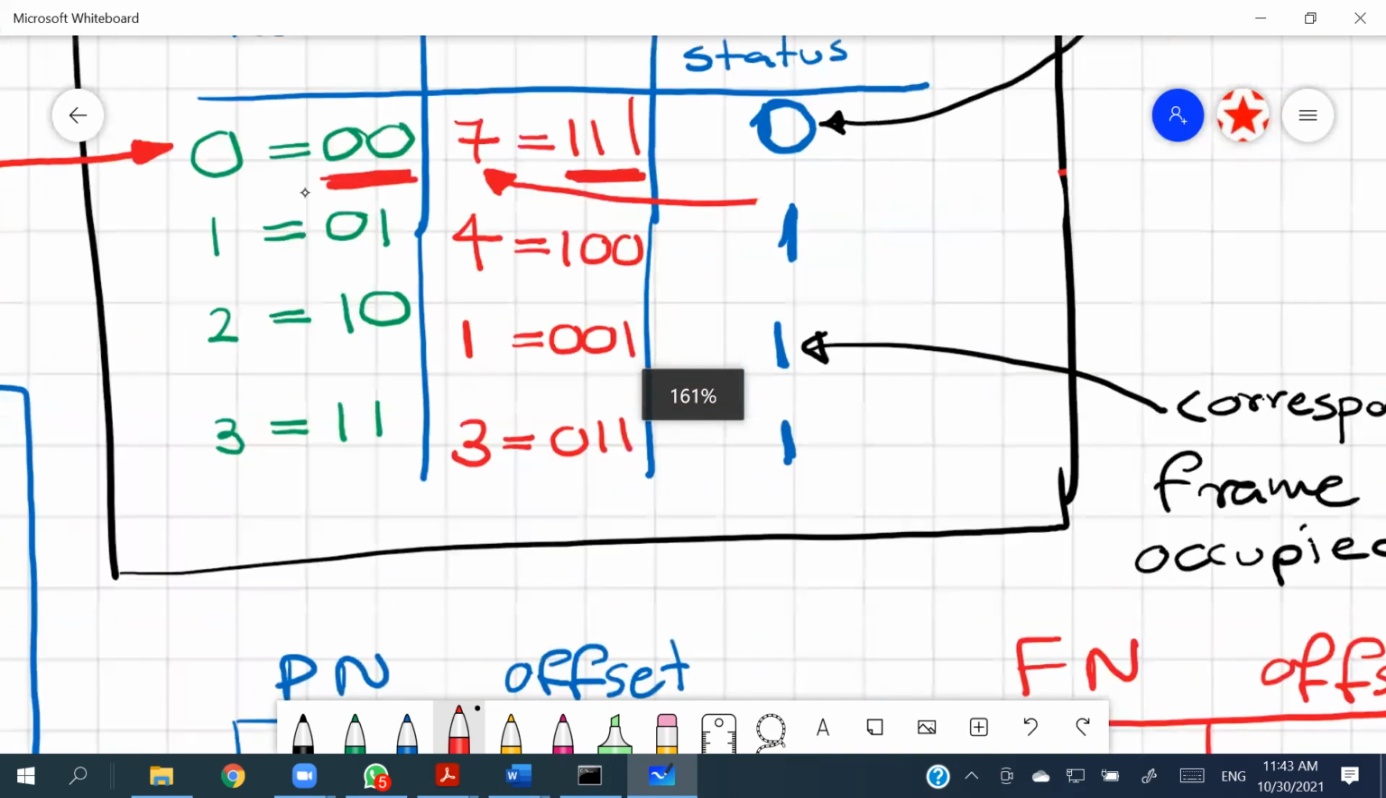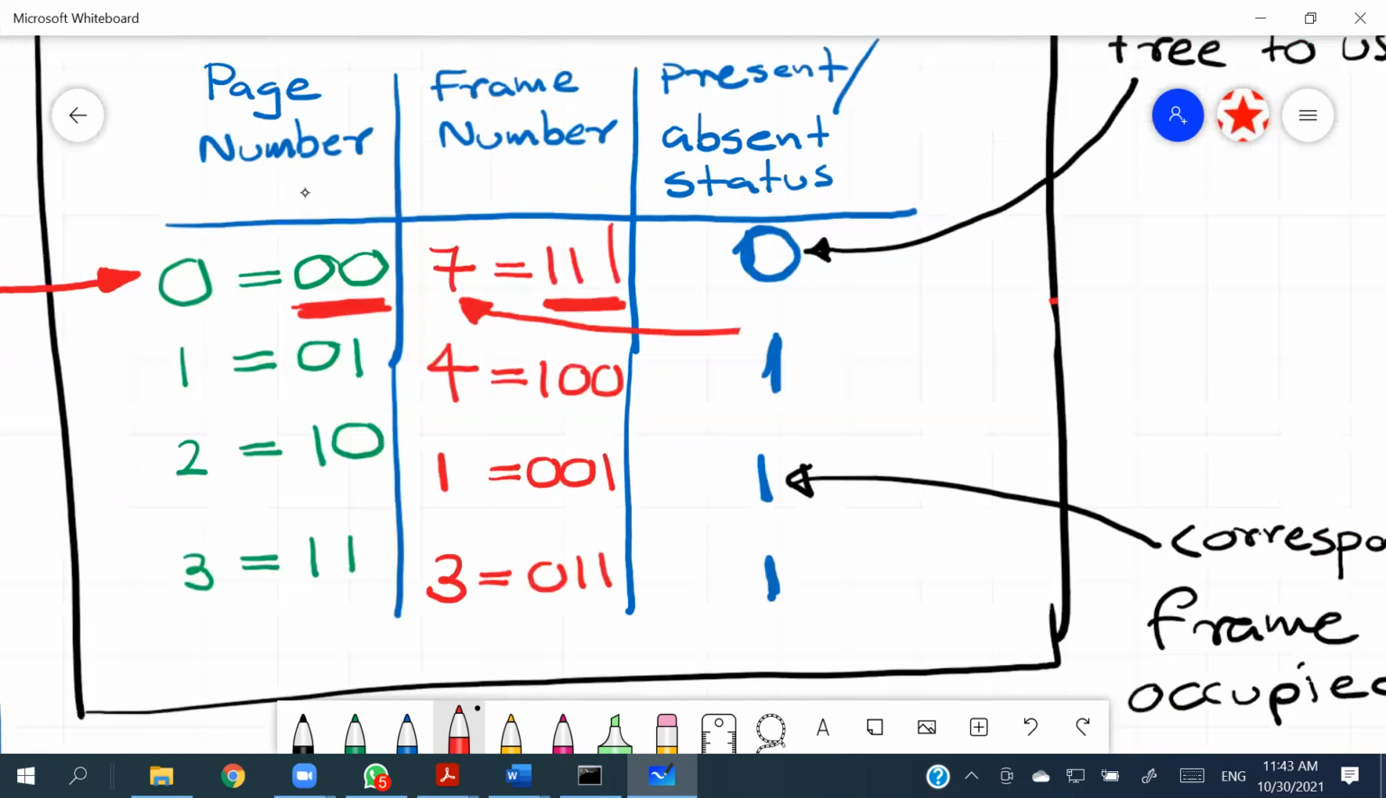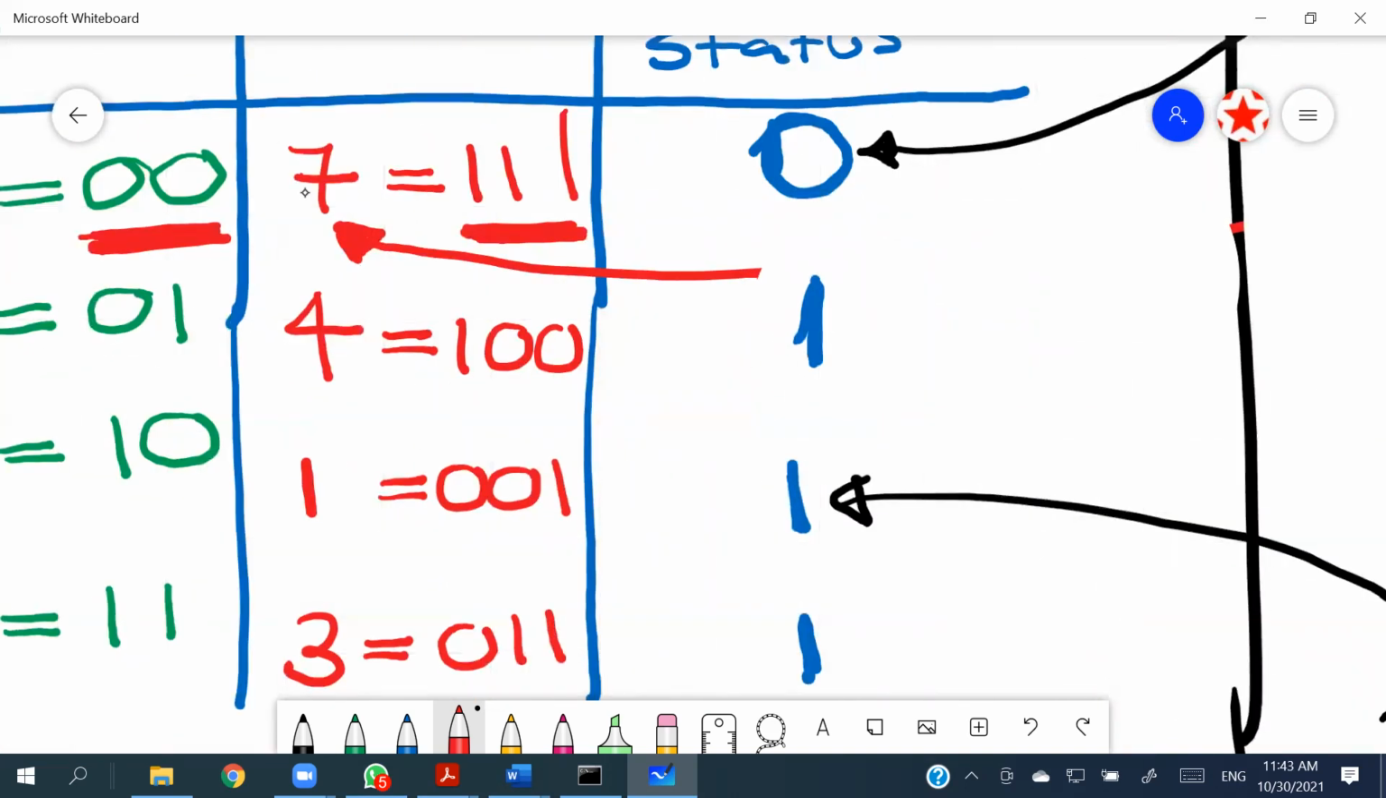There is an additional red arrow over here. Let me erase it, otherwise you will be confused with that. So let me erase that.